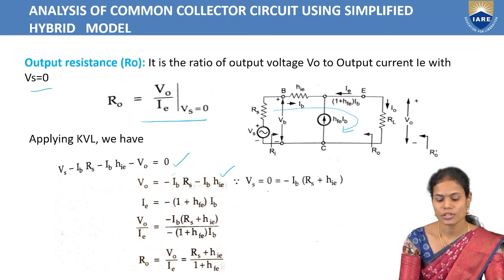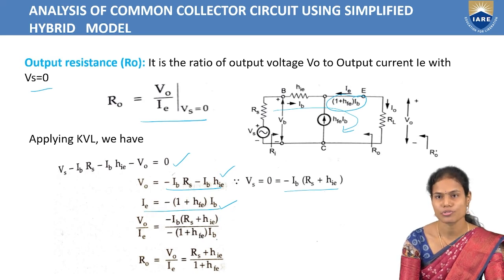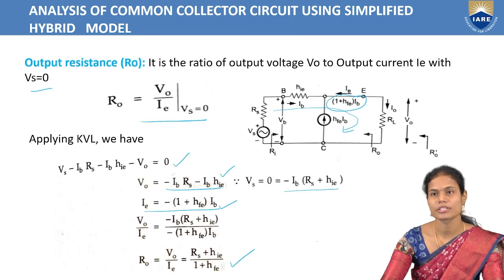So here Vs equal to 0. If Vs equal to 0, we will get it as minus IB of (RS plus hie). So the IE value from the circuit we can write as minus of (1 plus hoe) into IB. So now V0 by IE: the V0 equation is this one, the IE equation is this one. If we take the ratio of these two, we will get the output resistance. So this is the output resistance for the hybrid circuit.